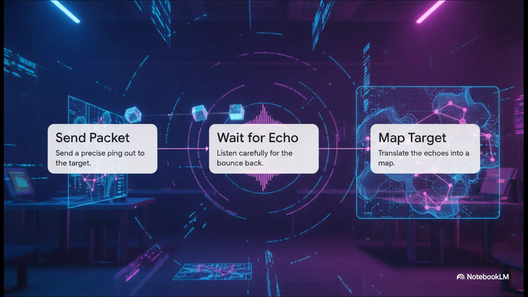Step 1. Send the packet. This is the ping. You're firing these beautifully crafted tiny packets of data out at target IP addresses into the void of the network. Step 2. Wait for the echo. When those packets hit a target system, that system's built-in rules basically force it to reply in very specific ways. And Step 3. Map the target. By analyzing exactly how those packets bounce back, Nmap's engine translates those raw digital echoes into a highly detailed map of your surroundings.